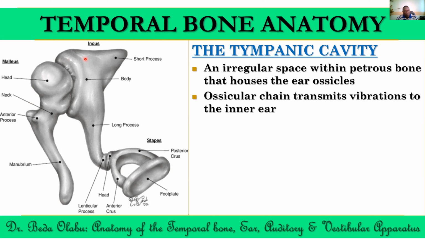From an embryological point of view, the malleus and incus are from the first pharyngeal arch, but the stapes is from the second pharyngeal arch. The main aim of the ossicular chain is to transmit vibrations from the eardrum to the inner ear. But as they transmit vibrations, there'll be amplification.